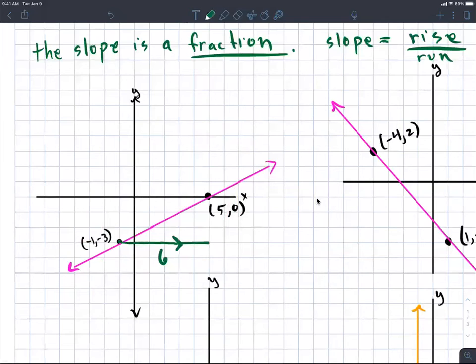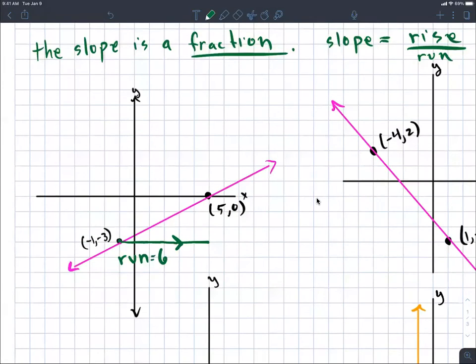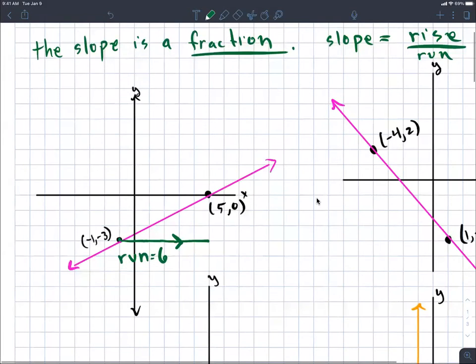The run is the left or right distance. Actually, it's going to always be right, but yes, the horizontal distance, that is the run. The run equals 6, +6. The rise is going to go up from here to finish our right triangle. 1, 2, 3, up. So the rise is 3.